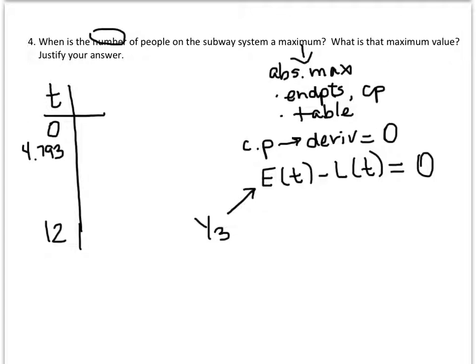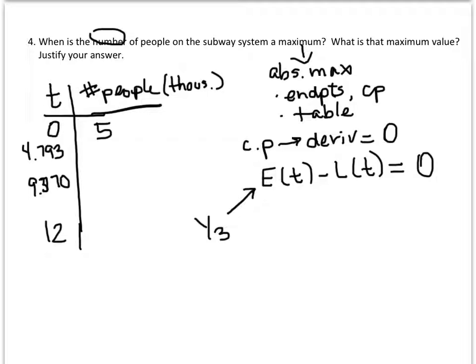And I find out that that 0 is 9.370 to 3 decimal places. And then here, I'm trying to maximize the number of people. So here, I need to figure out how many people are there at those times. So I know here, and this will be in thousands, I know at time 0 there are 5,000 people, because I was given that.